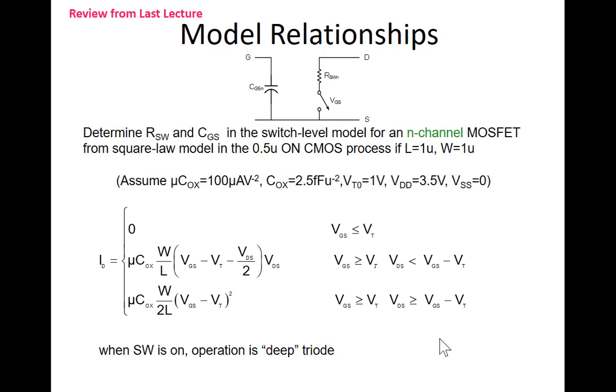So we have to go down to the triode region equation to look at what the resistance characteristics are. And deep triode corresponds to VDS being very small. So you can neglect the VDS term here. So in deep triode, the relationship between the drain current and the drain to source voltage is the drain current is equal to mu Cox W over L times VGS minus VT times VDS. And this quantity here is the reciprocal of the resistance. Okay?